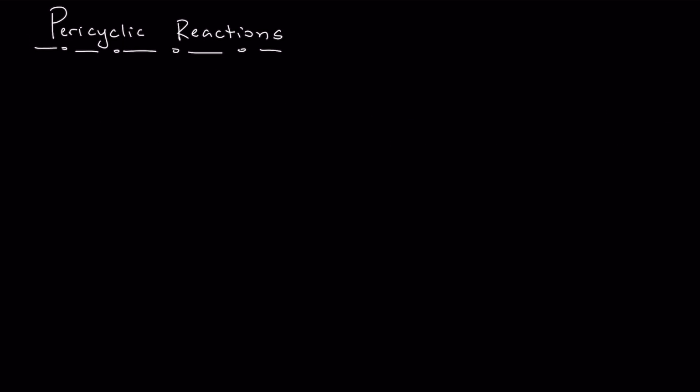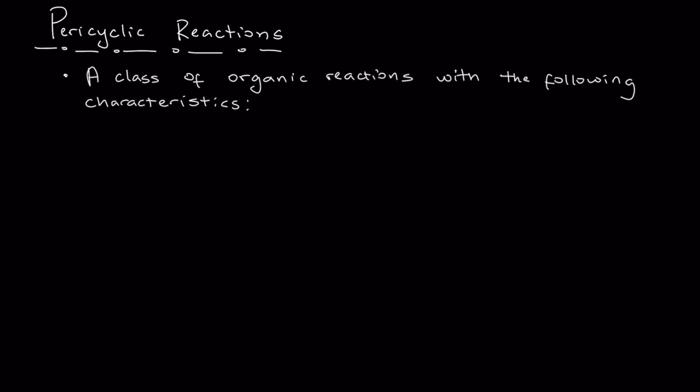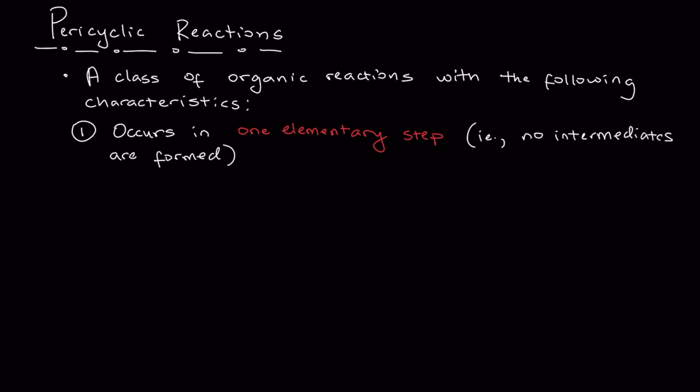So to help us lead into Diels-Alder reactions, we first need to describe what a pericyclic reaction is. There are certain characteristics that, taken together, define a pericyclic reaction. The first is that pericyclic reactions are characteristically known as one elementary step reactions. What this really means is that throughout the reaction, there are no intermediates that we should expect to be formed.